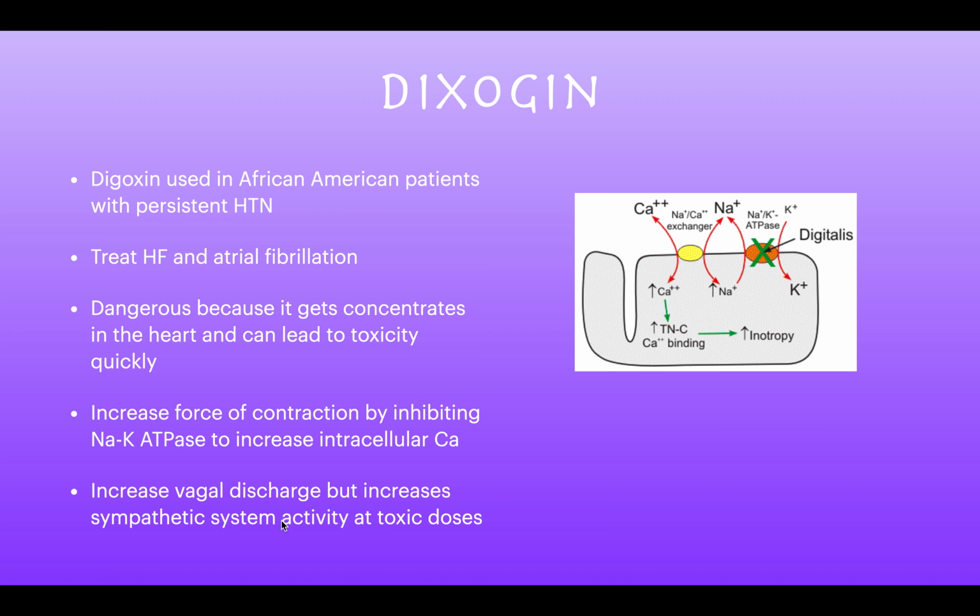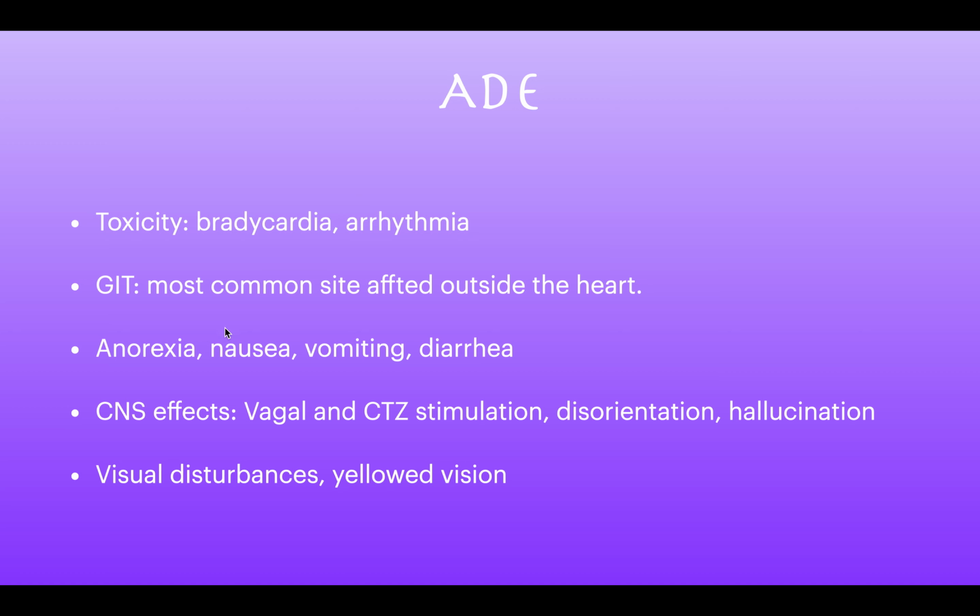Okay, so toxicity, let's say bradycardia at first, and then it will switch over. But GIT is going to be the most common site affected, so it's going to result in nausea, vomiting, diarrhea. There are going to be central nervous system effects, vagal stimulation, disorientation, hallucination. There is visual disturbance, and the vision is going to be very yellow. So it's important to know because these are the ones that the patients can report.